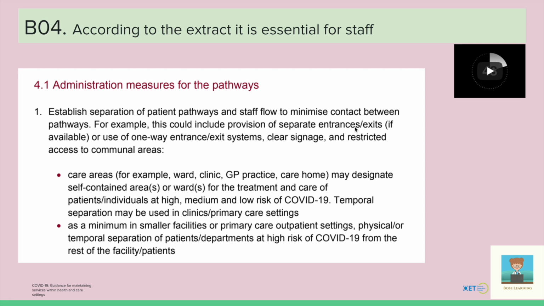Maybe providing separate entrances or exits if they're available, using one-way systems, clear signage, restricting communal areas, and then we have some more ideas here. For example, care areas such as a GP practice or care home may designate self-contained areas for patients at high risk or medium risk. As a minimum, in smaller facilities or primary care, physical or temporal separation of patients at high risk is important. So if anyone has a high risk patient, they should be separated.